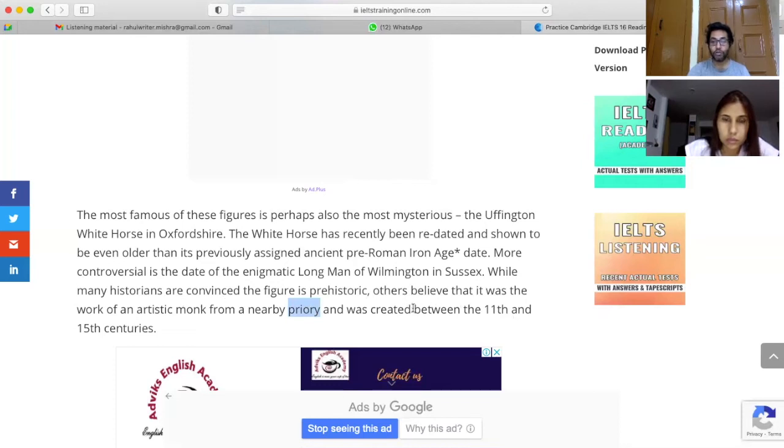So there are two views. One view says this Sussex figure is prehistoric, another view says it was created between the 11th and 15th centuries by a monk. Okay, two views. So you can say that two contradicting views are shown here.